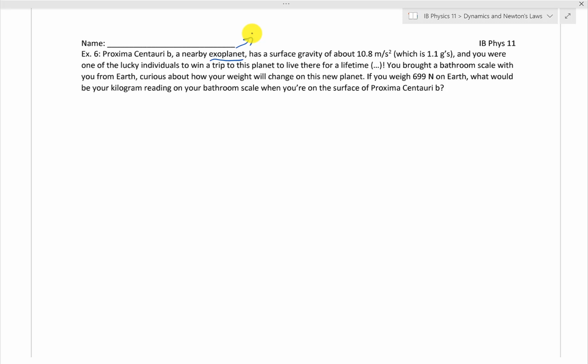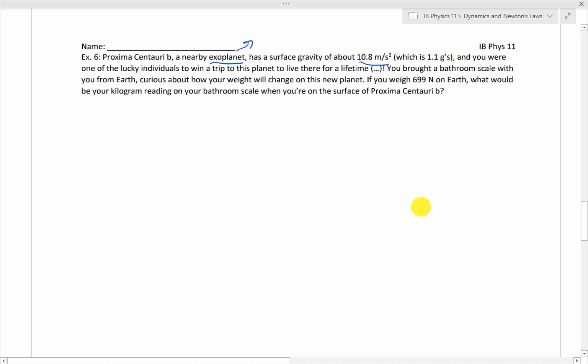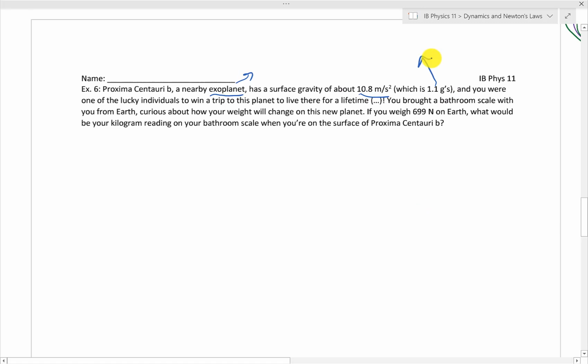The surface gravity of this planet is 10.8 meters per second squared, which is roughly 1.1 Gs. What this means, if you've never seen this language before, is that 1.1 Gs just means 1.1 times the gravity that's on Earth, 9.81 meters per second squared. That's what 1.1 Gs means.